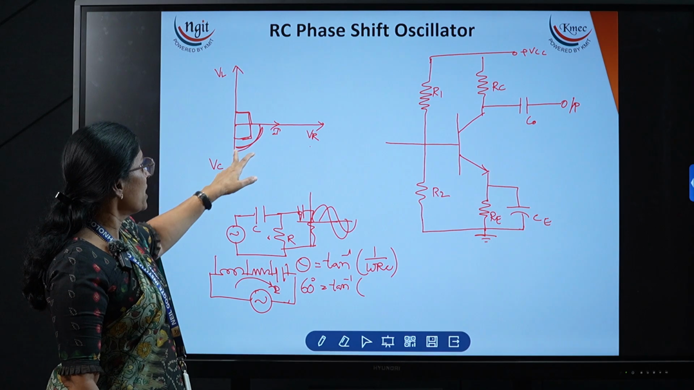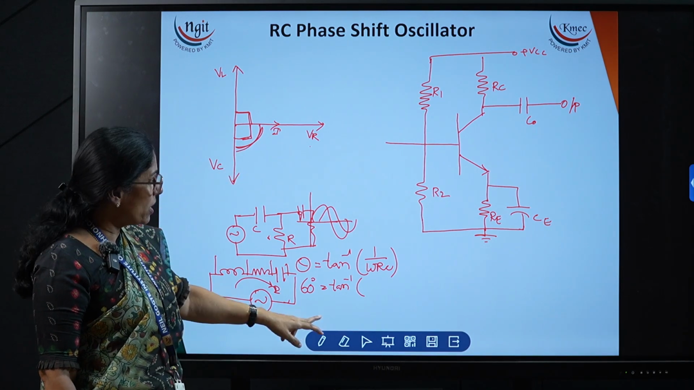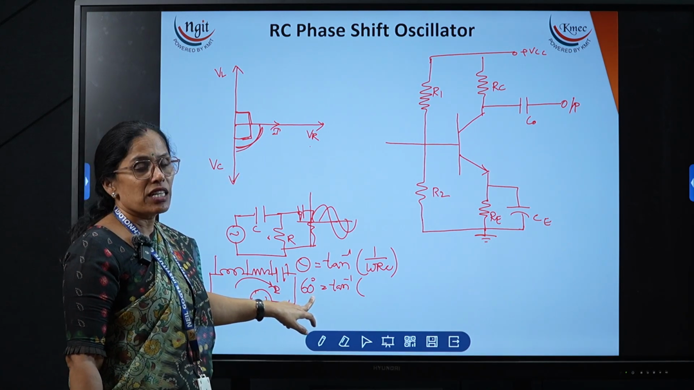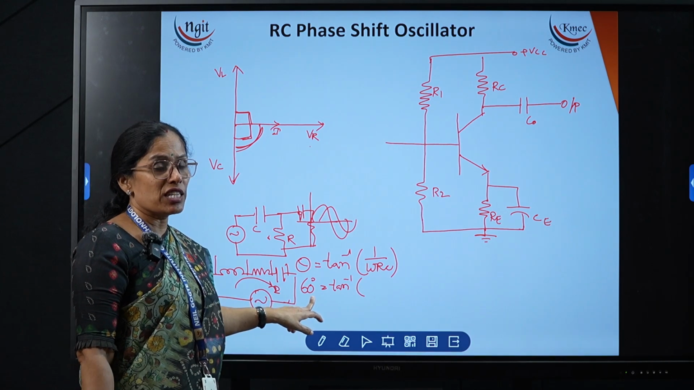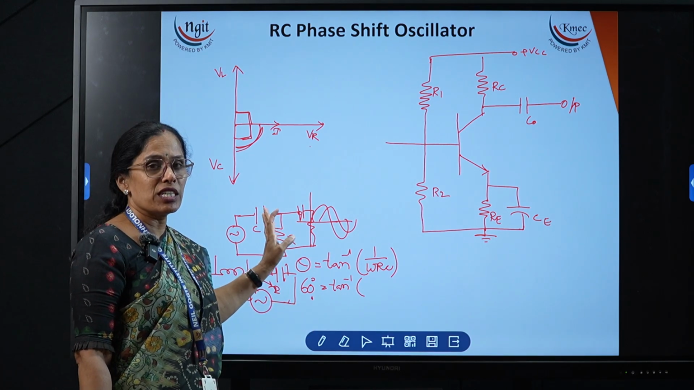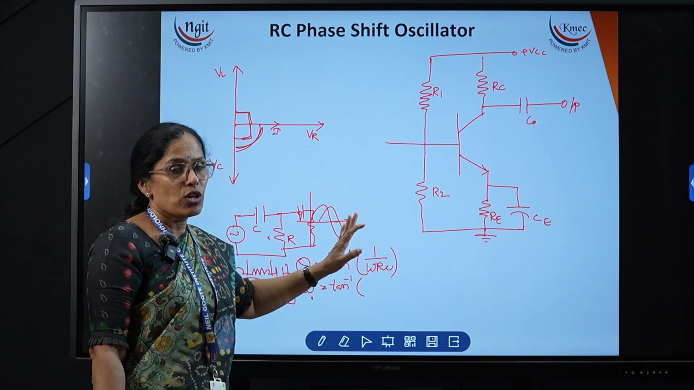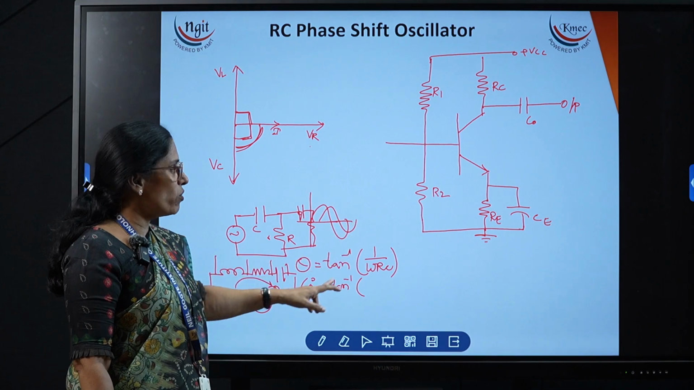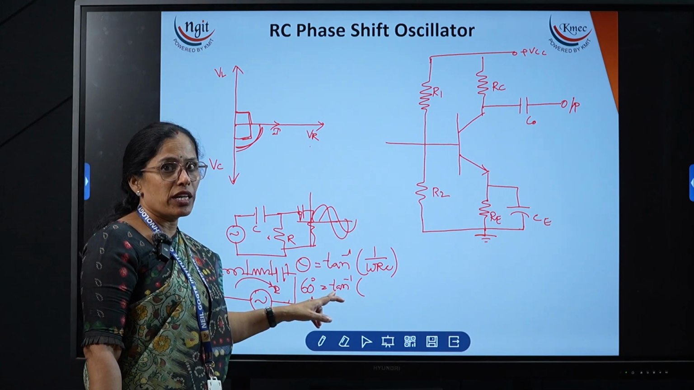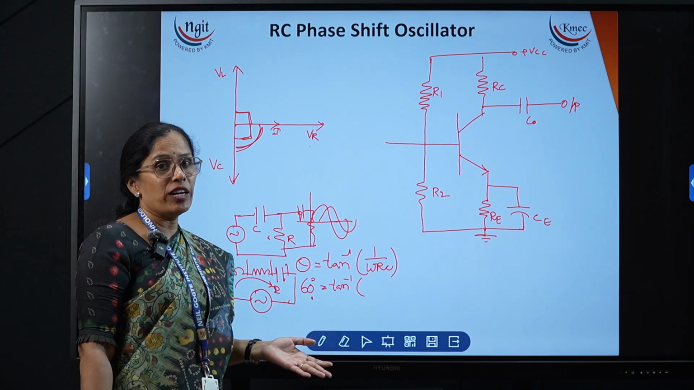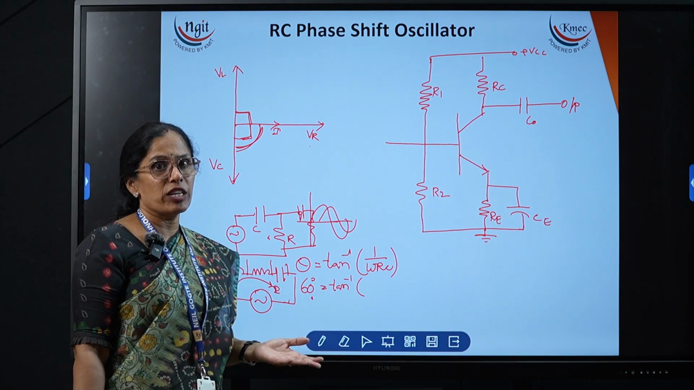Now if 90 degrees is not possible, the next angle is 60 degrees. To produce a total of 180 degrees using 60 degrees each, we need 3 RC circuits. So by connecting 3 RC circuits, we can produce 180 degrees. If I take 45 degrees, then we need 4 such RC networks.